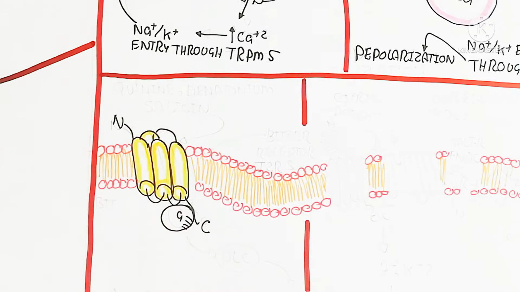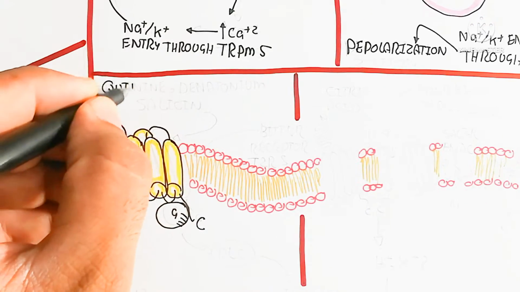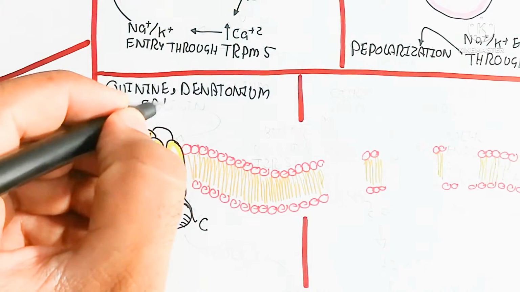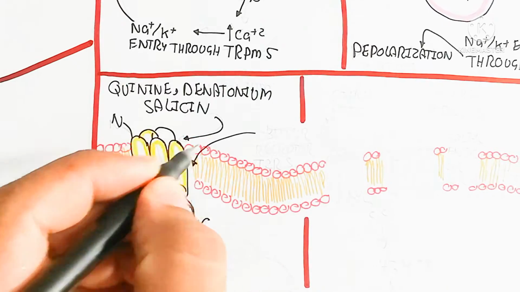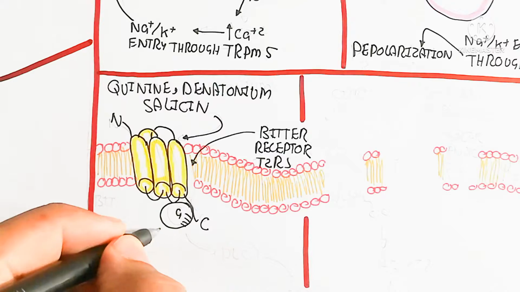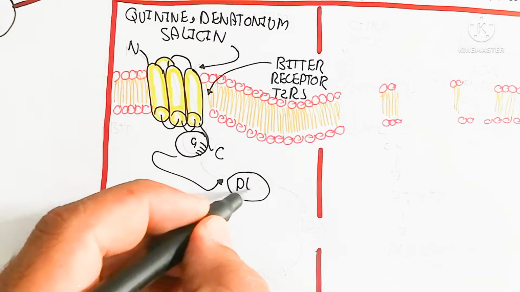So here are quinine, denatonium, and salicin, which are bitter chemicals. The bitter receptor, the T2 receptor, binds with the G protein.